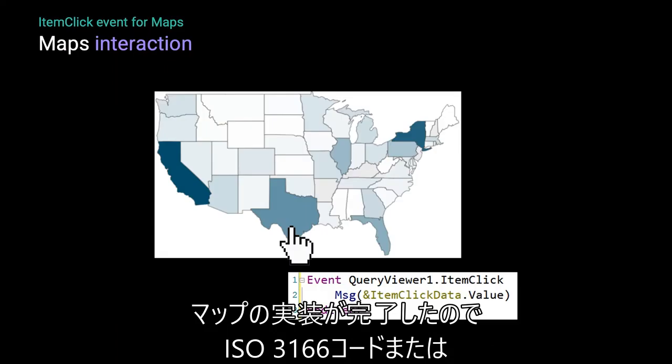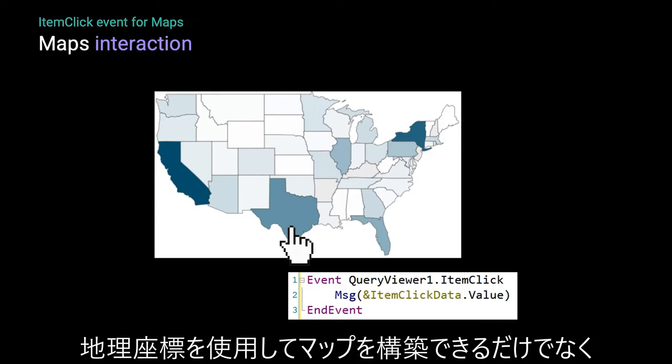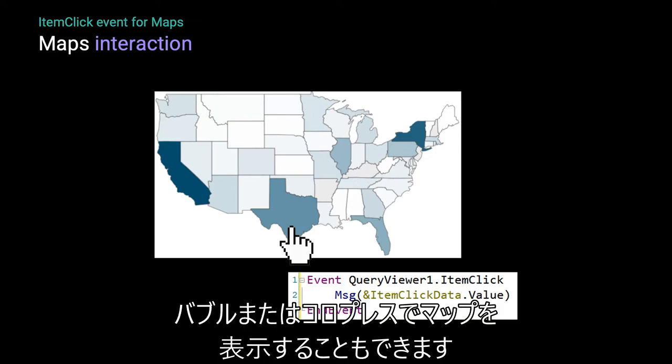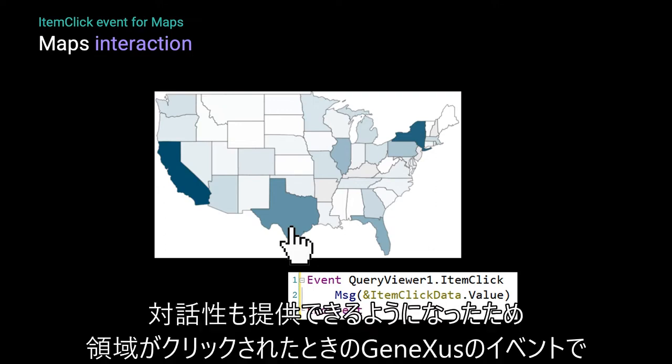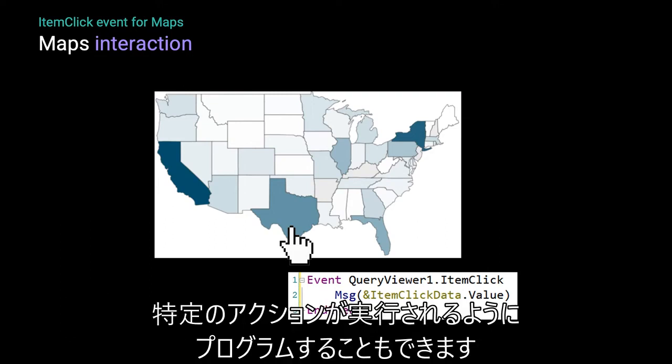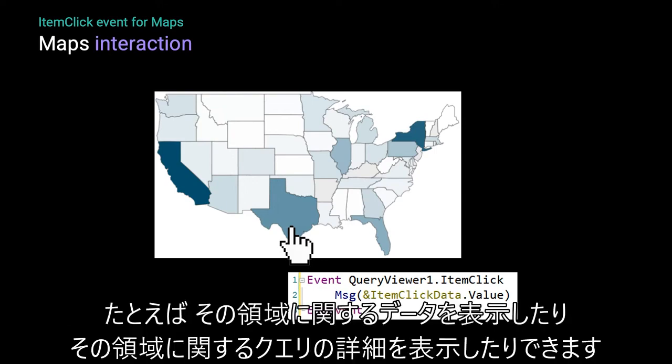So we completed the map implementation, which means that now you may not only build maps using ISO 3166 codes, geographic coordinates, or choropleth or bubble maps, but you can make them interactive. Which means that you can program in a GeneXus event that when you click on a territory, for instance, you will have some action happening. For example, showing data about that territory or having a more detailed query about that territory.